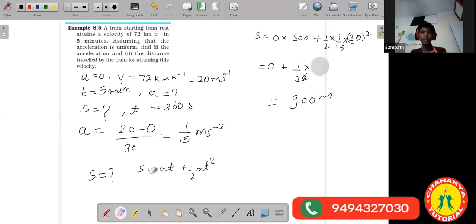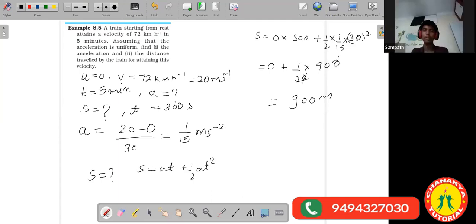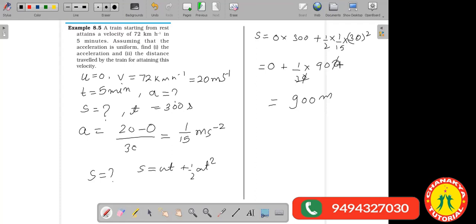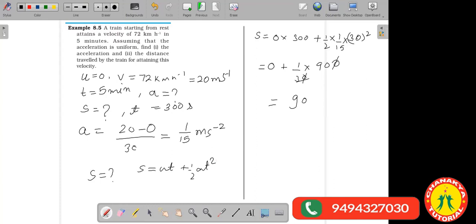Sir, the time will change, right? 3000 we will get, because it will be cancelled by 30, we'll get 3000 only. Okay, so 900, and here 0 and 0 cancel, and it's so how much? The seconds are 3000 seconds, not 300 seconds. Okay, so is it correct now?